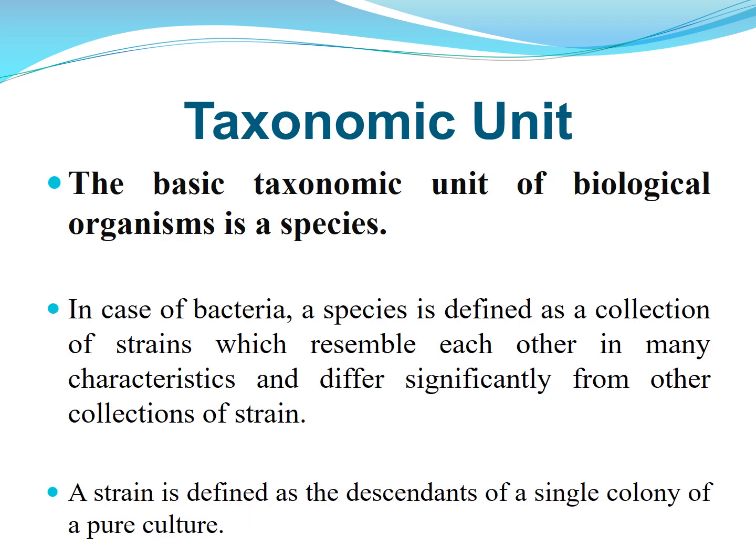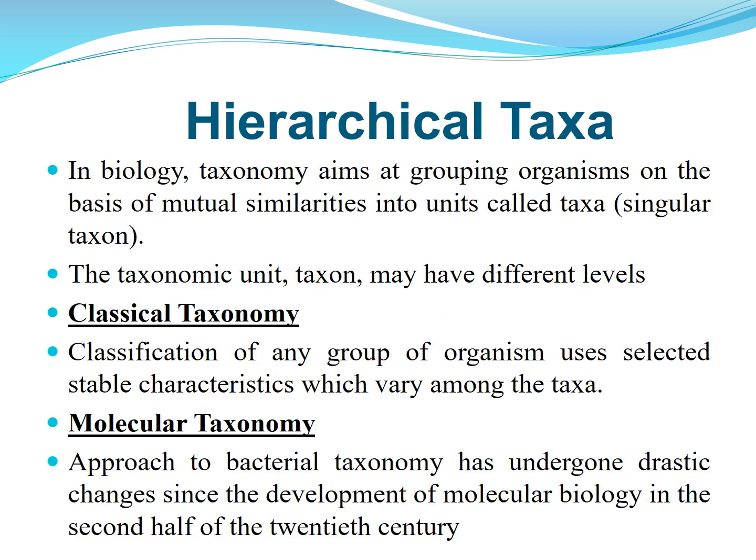The basic taxonomic unit of biological organisms is the species. In the case of bacteria, a species is defined as a collection of strains which resemble each other, while many other characteristics differ significantly from other collections of strains. A strain is defined as the descendants of a single colony of pure culture.